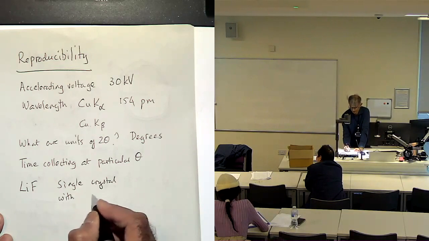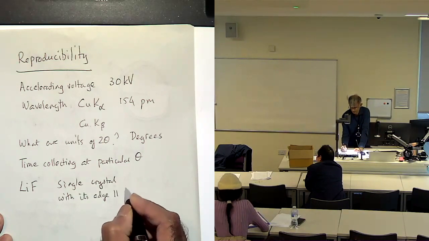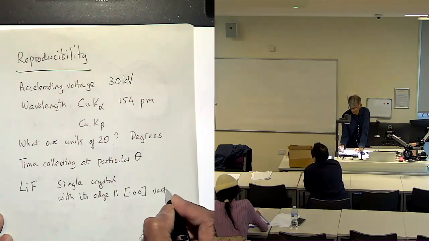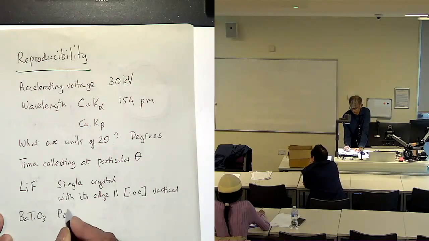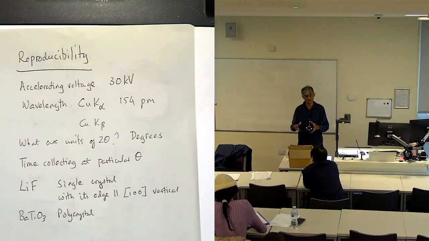With its edge parallel to 100 vertical, and then barium titanate polycrystal, because it's basically a powder that's been compacted into a sample. Okay?